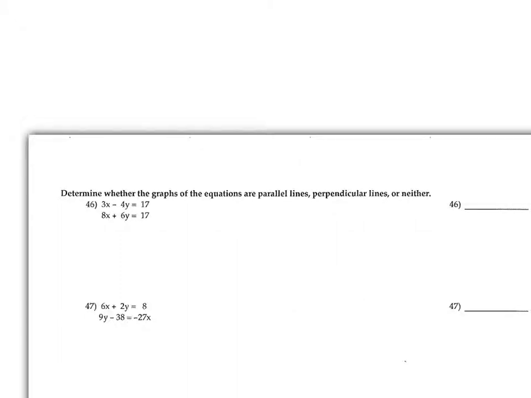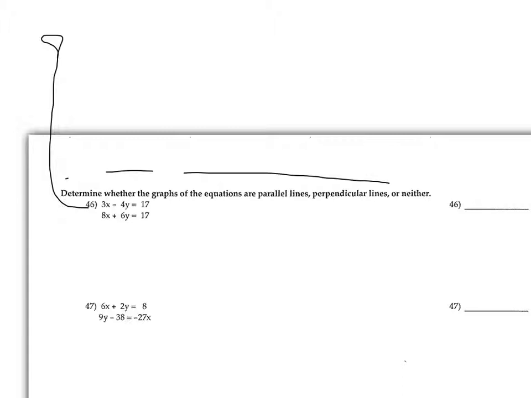Okay, so the next three problems, we're going to determine whether the equations of the lines are parallel, perpendicular, or neither. So once again, we're not really going to graph these, but we want to get these in slope-intercept form to compare the slopes. If the two slopes are the same, then they're parallel. If they're opposite reciprocals or negative reciprocals of one another, then they're perpendicular.